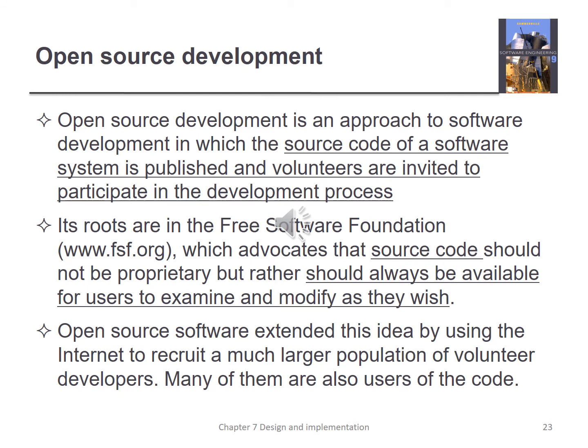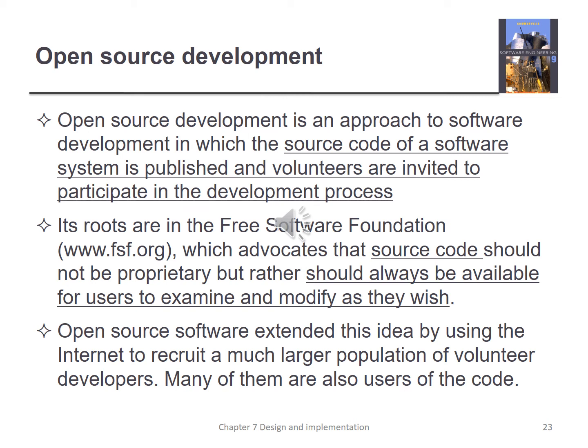Well, what is left from this chapter is the last 4 slides. We're talking about open source development. We need to understand what open source is in general, the licensing you need to have, and the whole concept. Open source development is an approach to software development in which the source code of a software system is published and volunteers are invited to participate in the development. This means you write your program and you put it in the system, and it is free for everyone.